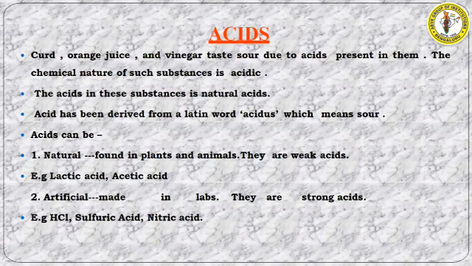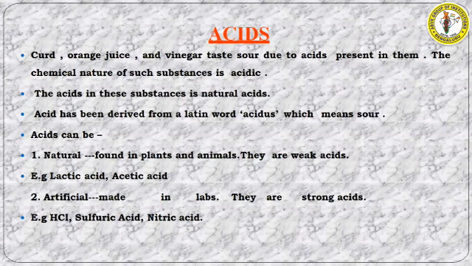So what are artificial acids? These are acids which are made in labs, prepared by humans. Those substances are called artificial acids and also strong acids. For example, HCl. What is HCl? HCl is the short form of hydrochloric acid, its chemical name. Also sulfuric acid, nitric acid, etc. There are a number of acids prepared in labs. They are called artificial acids or strong acids. So this is all about acids.